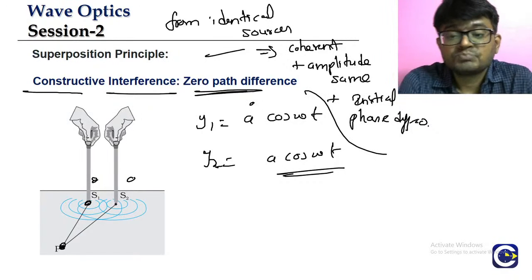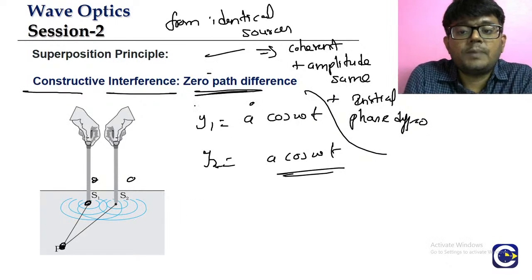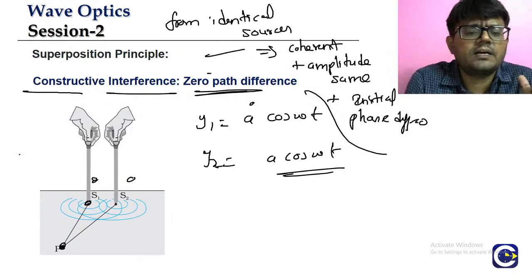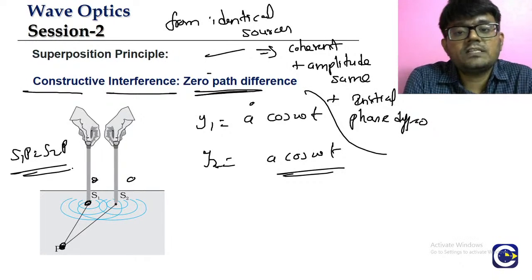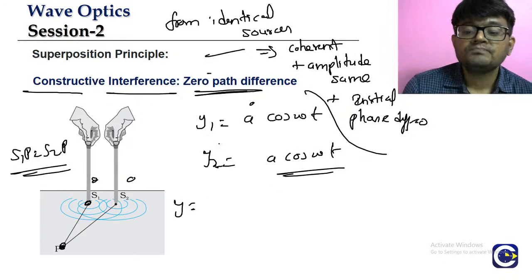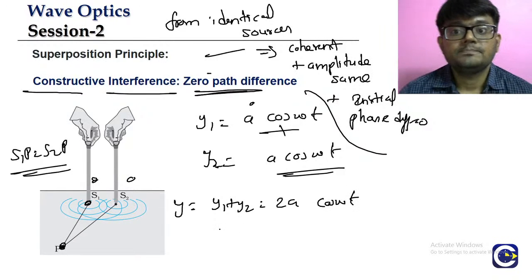Okay. Now if you have 0 path difference when they reach the point P, let us say path difference is 0. When will it come? When S1P is equal to S2P. When path difference is 0, phase difference also will be 0. Now what will be the overall displacement at the point P? Y1 plus Y2, that is equal to what? This plus this, right? That is 2A cos omega t.